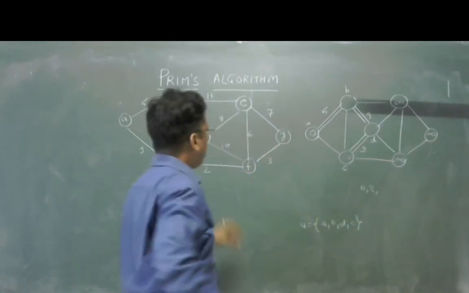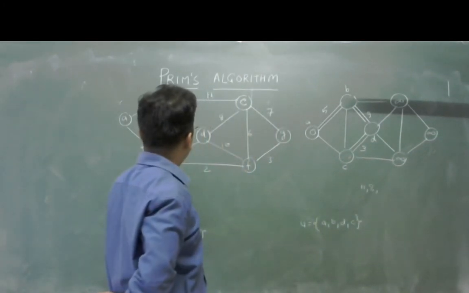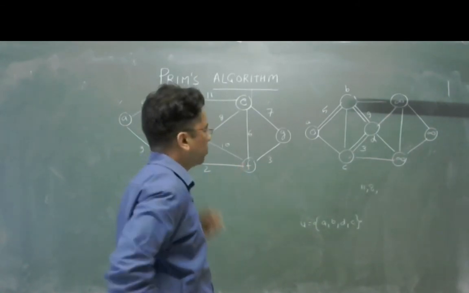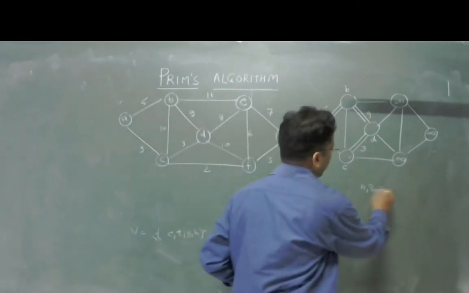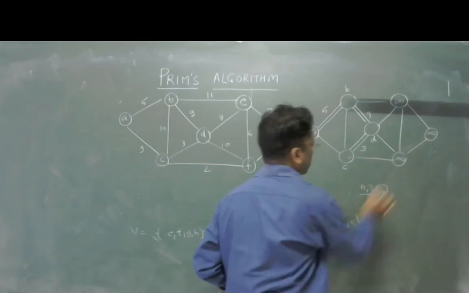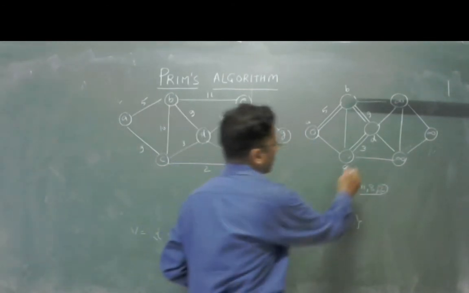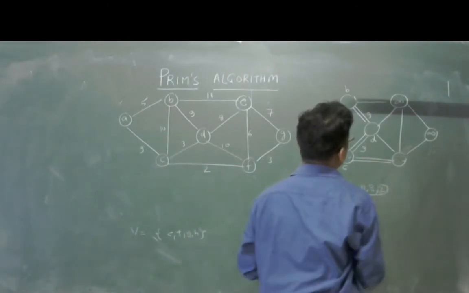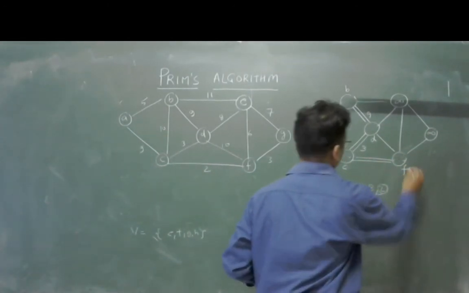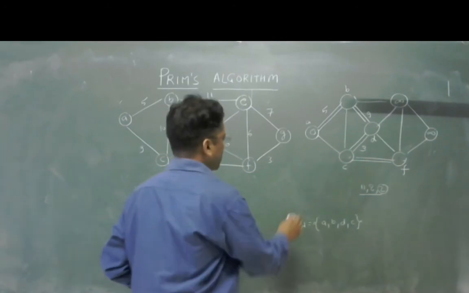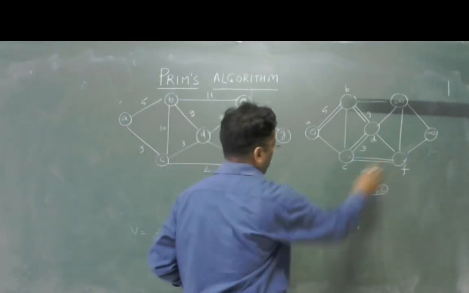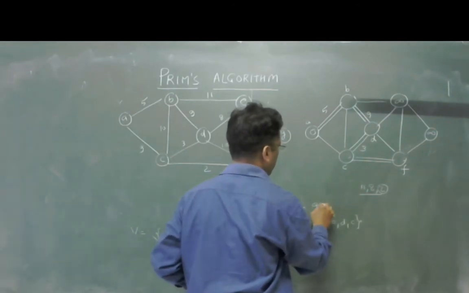Similarly, for node C, the next closest node is F at a distance of 2. So, among 11, A and 2, the 2 is the minimum. So, we shall select this 2, and this is F. Now, we shall have this value increase. The 2 will become the extra node, F will be added to this set A.